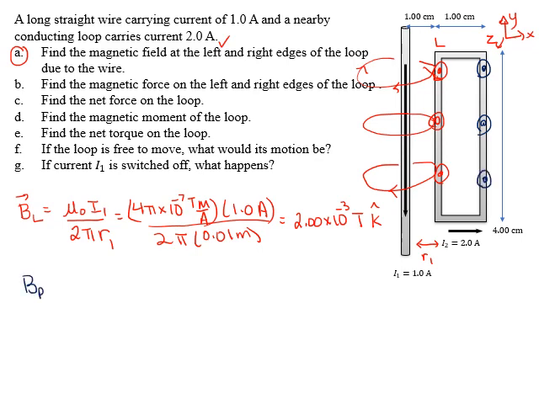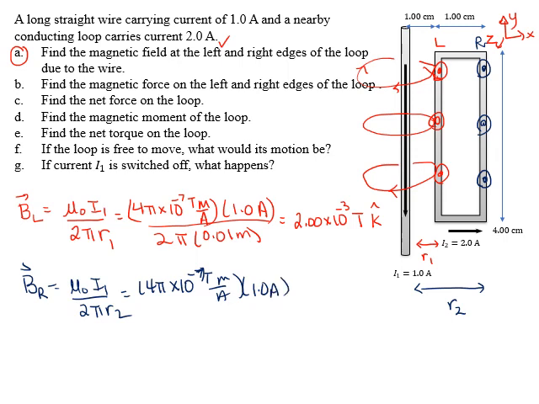So our B on our right edge, over here on the right, is equal to mu naught times I1 over 2 pi times R2. R2 is the distance between the wire and the right edge. See that that's 2 centimeters. So 4 pi times 10 to the minus 7 Tesla meters per amp times 1 amp, divided by 2 pi times 0.02 meters, gives us a magnetic field of 1 times 10 to the minus 3 Teslas out of the page, or K hat. Okay, there's part A done.